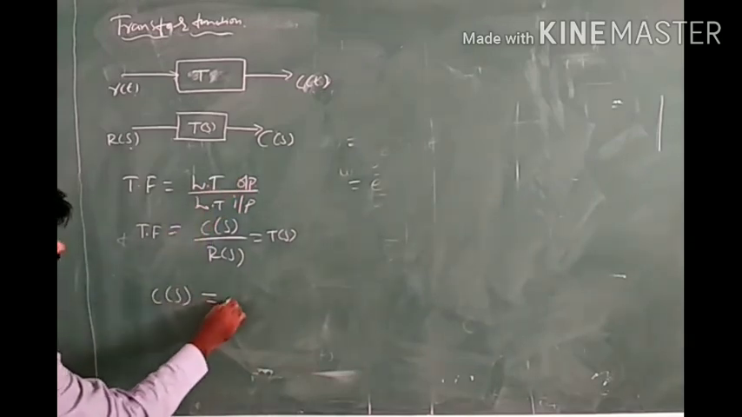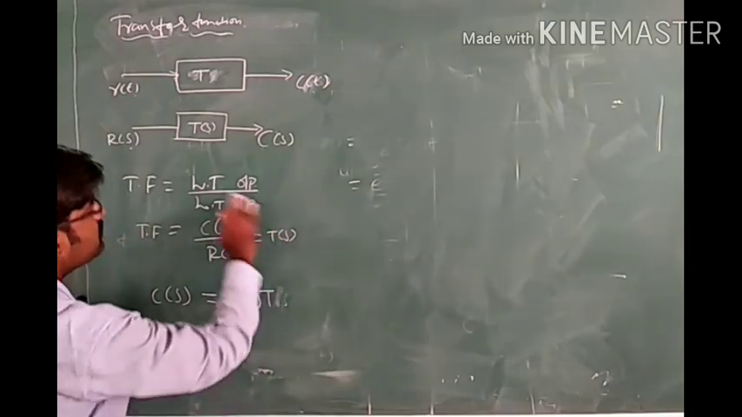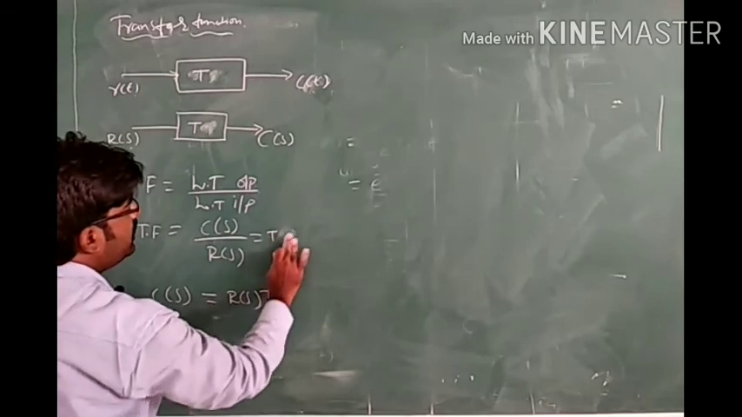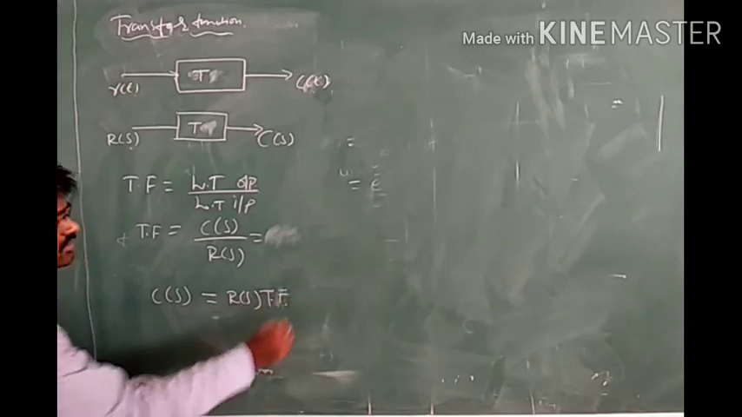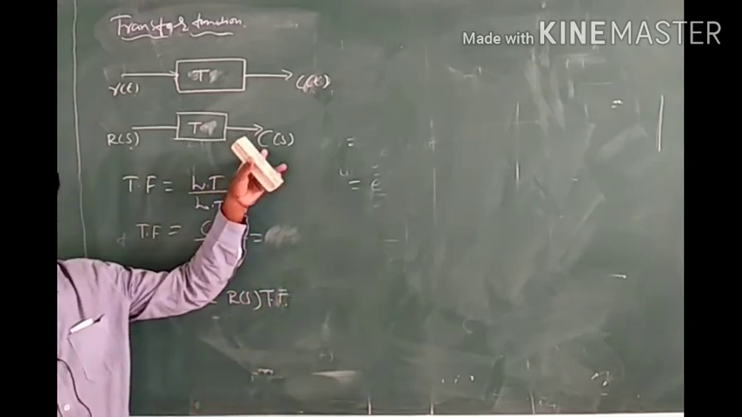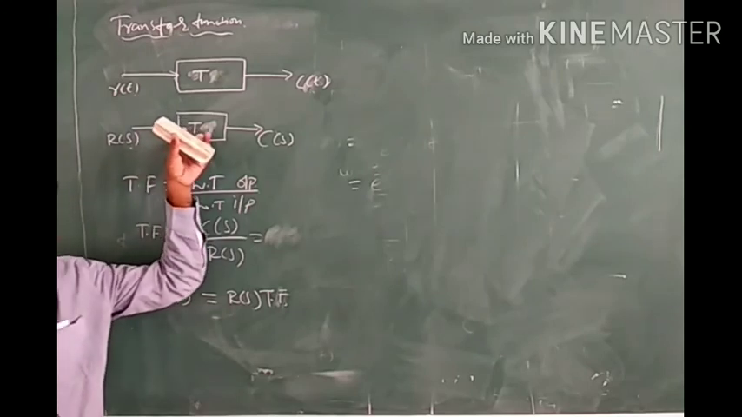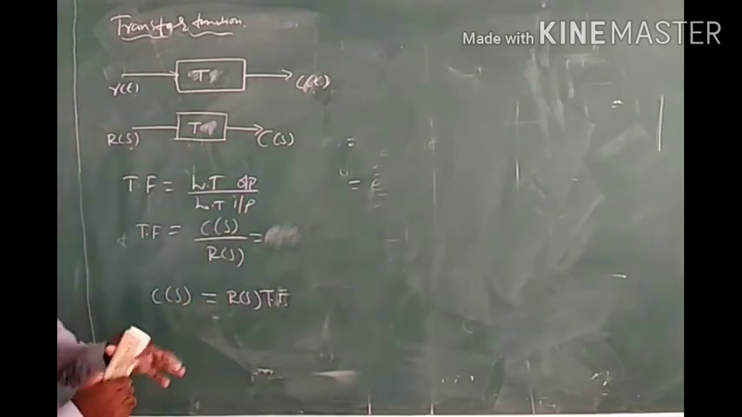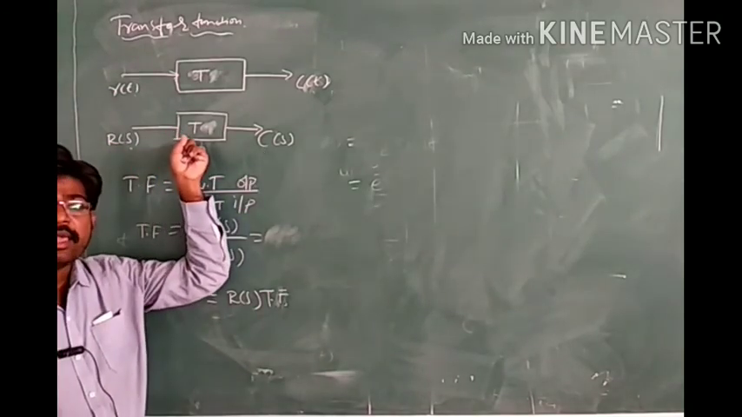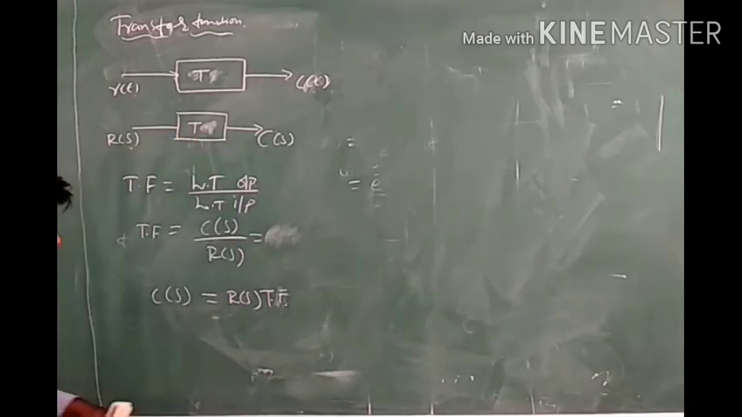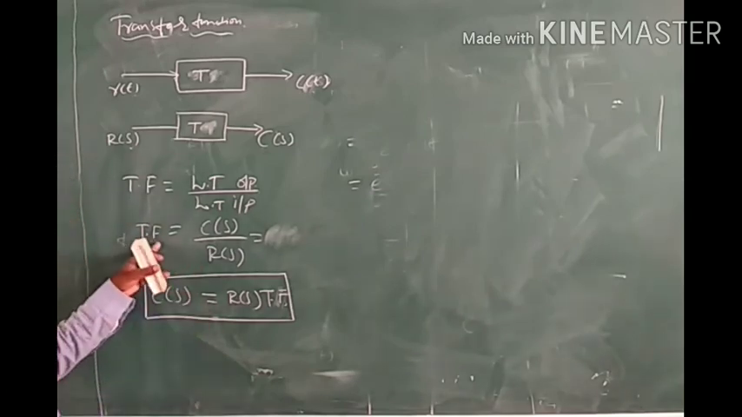Now here output will be equal to what? C of S is R of S into T of S. Or R of S into, you can write, the transfer function. It means output is input multiplied by its transfer function. Sometimes it is also called gain. Both are the same. Output is equal to input into its gain or its transfer function. In this way, one more relation we have generated here. So this we need to remember.